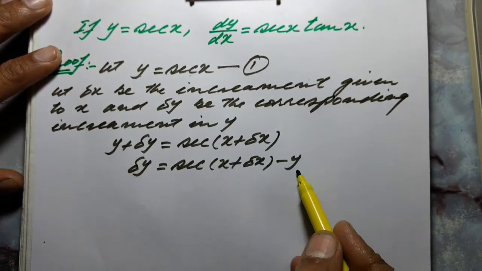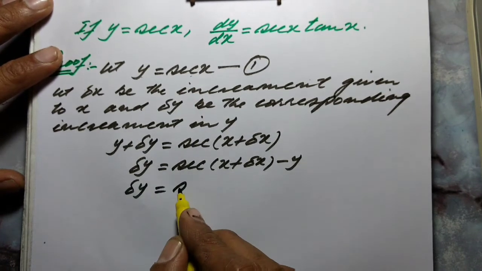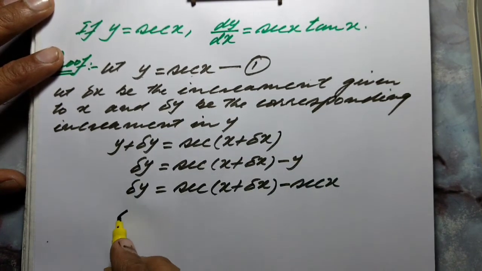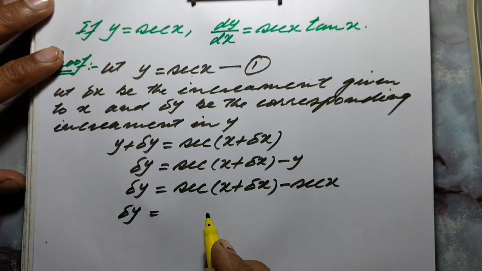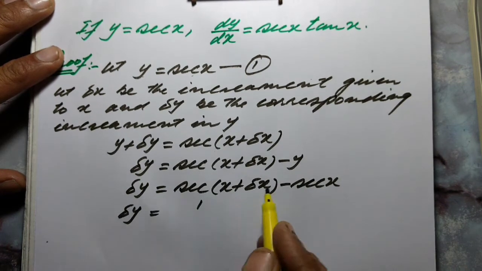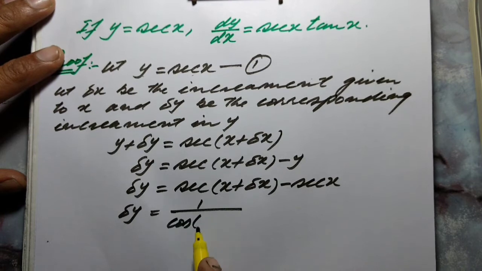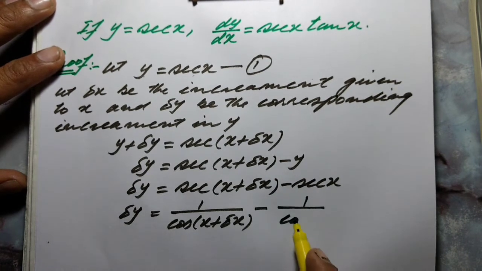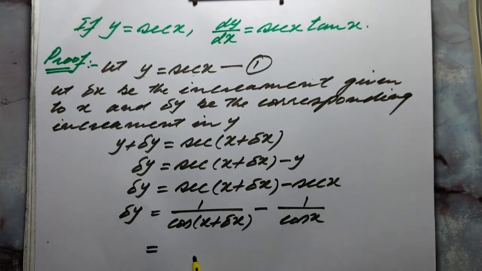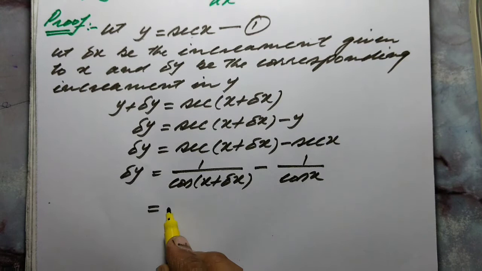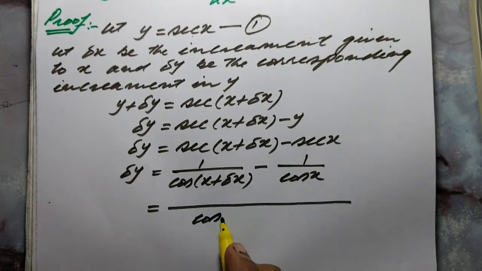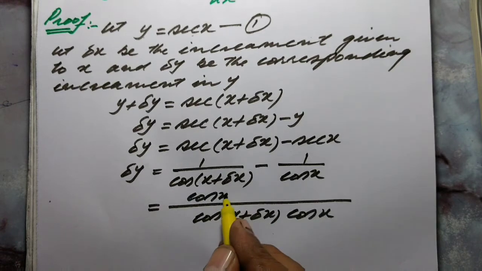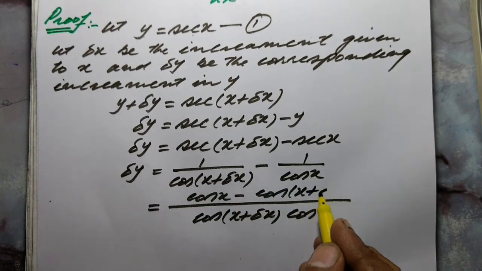Substituting y is equal to sec x from equation number 1 in this equation, we have delta y is equal to sec x plus delta x minus sec x. Now sec x plus delta x may be written as 1 upon cos x plus delta x, minus sec x, which may be written as 1 upon cos x. Now taking LCM, we get in the denominator cos x plus delta x into cos x, and in the numerator we have cos x minus cos x plus delta x.